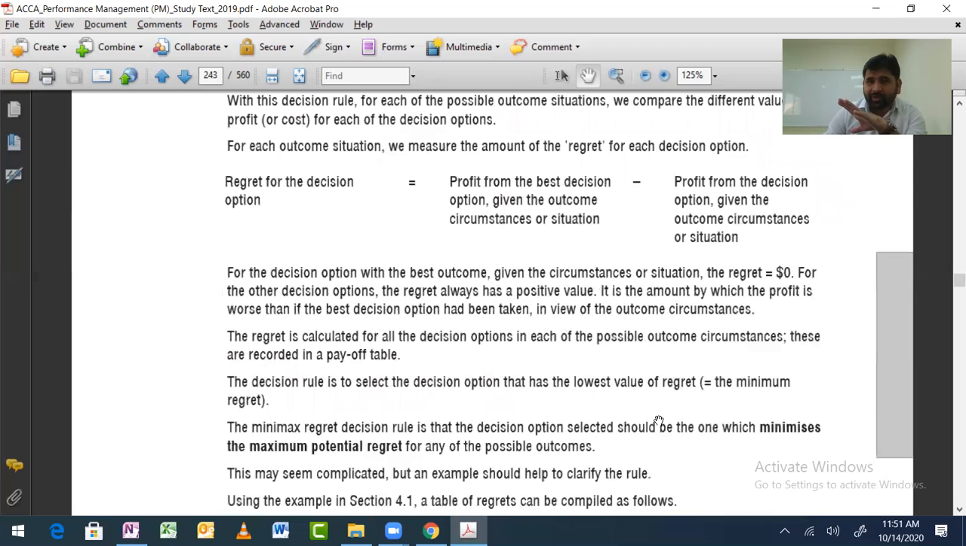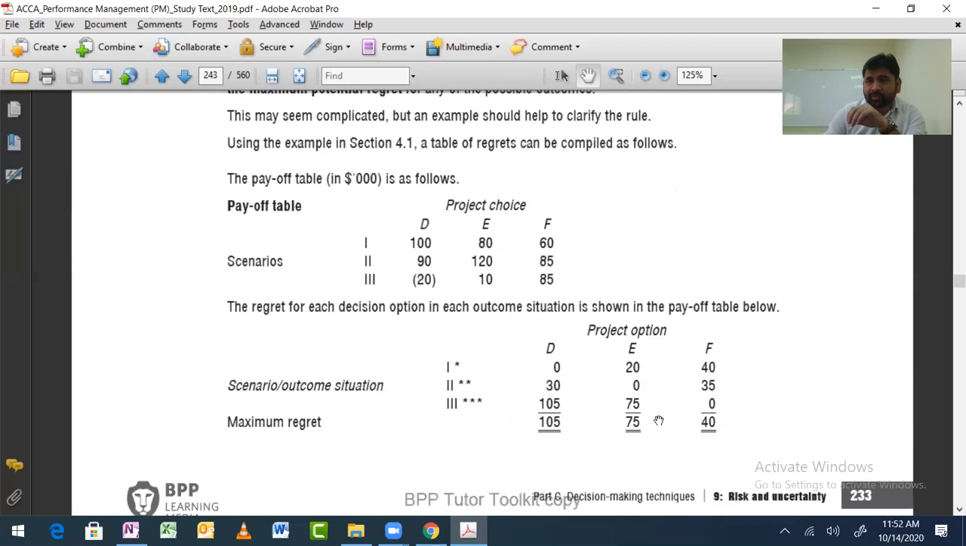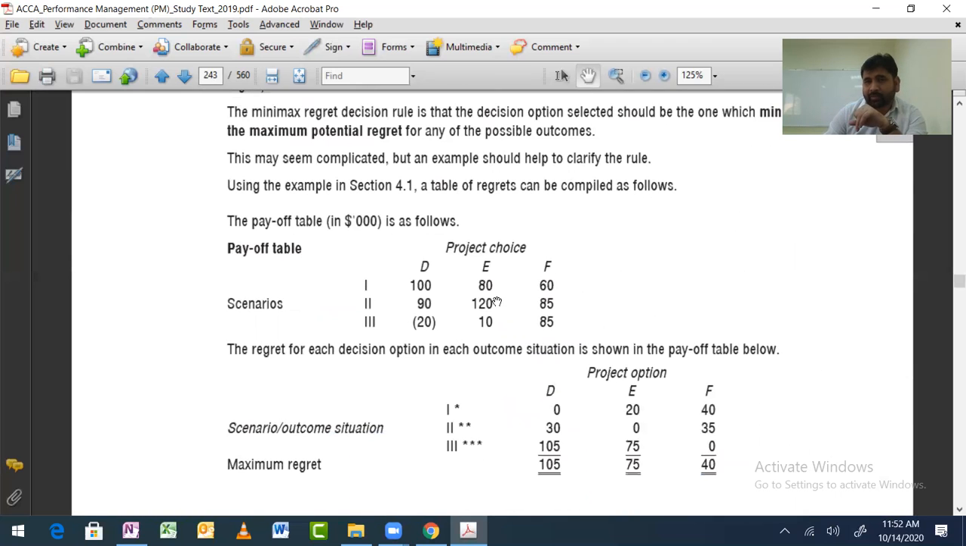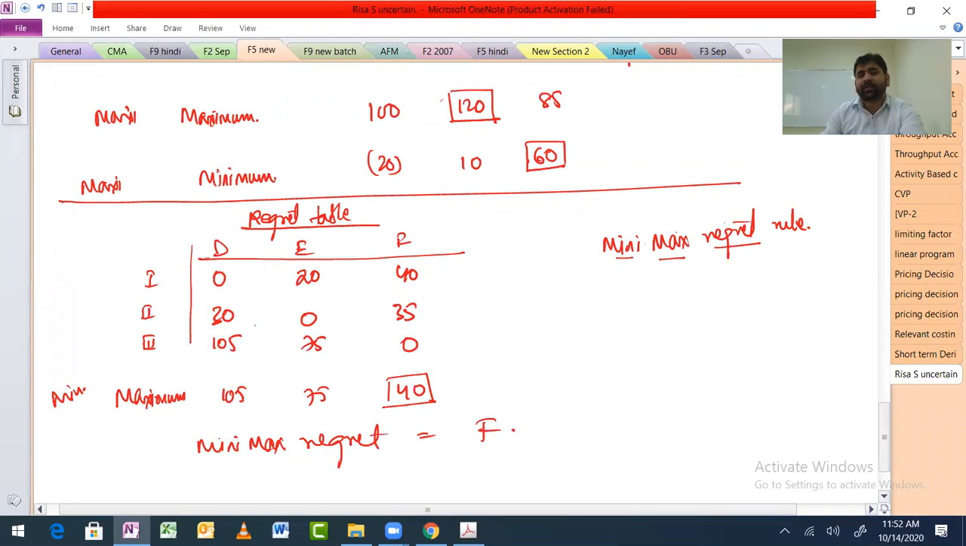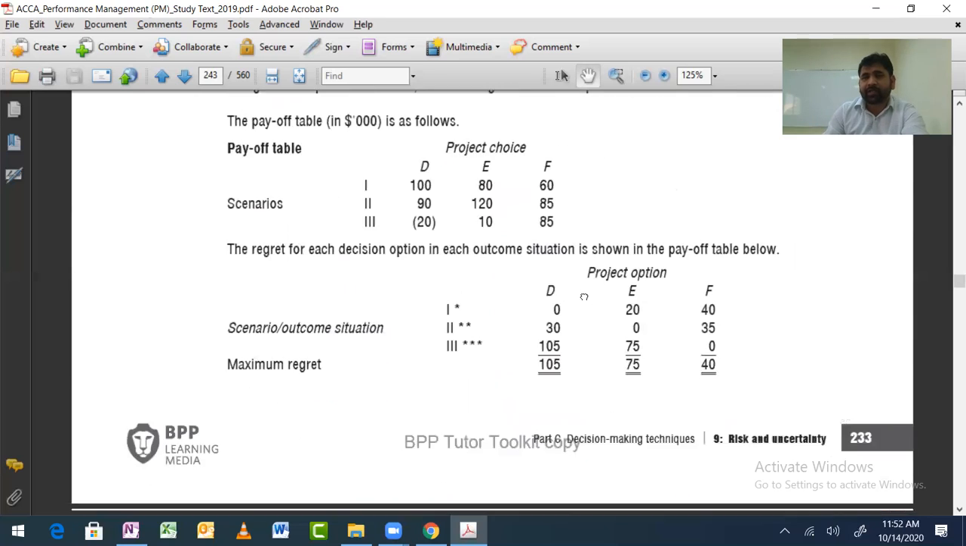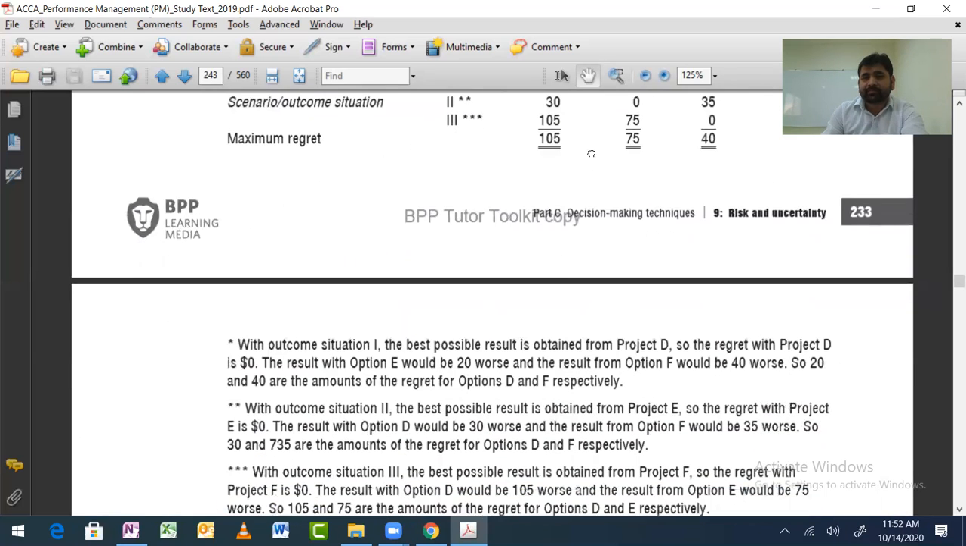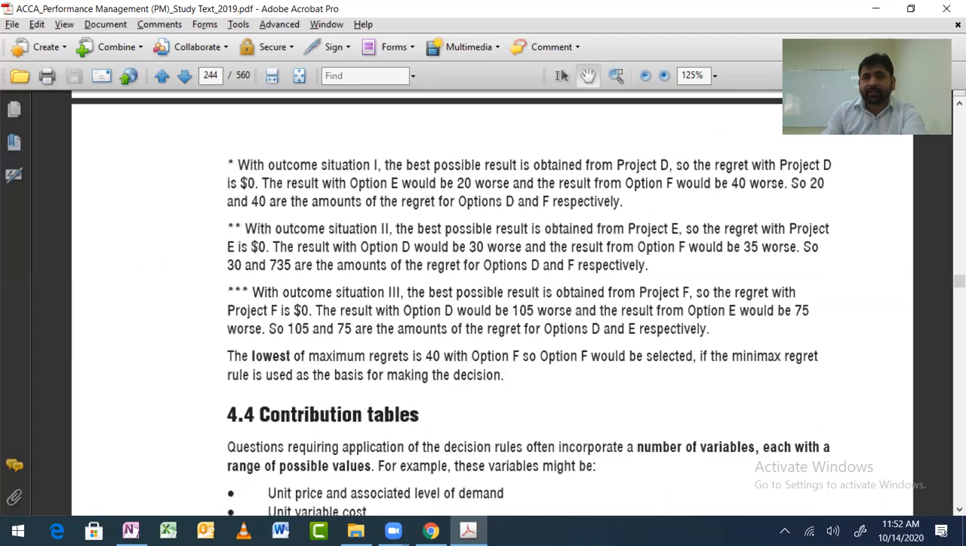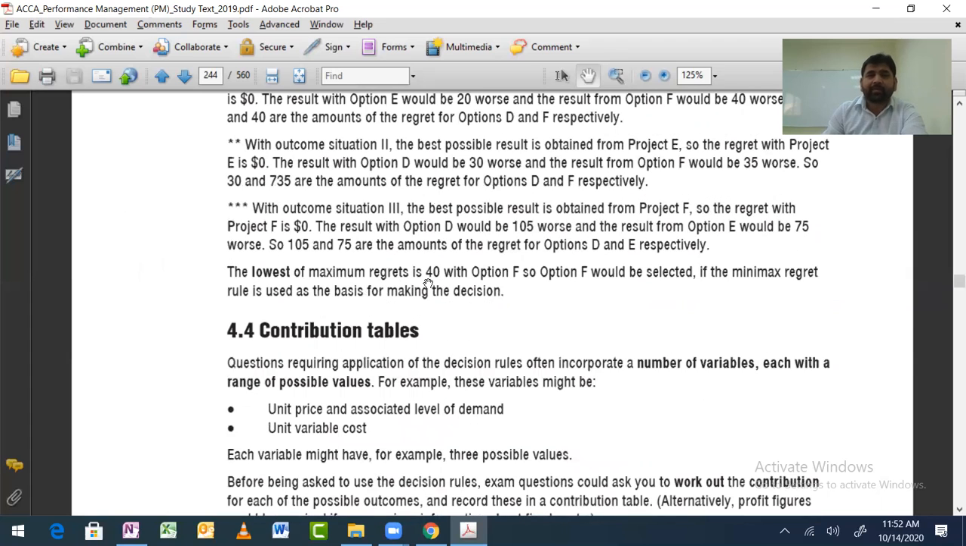Minimax regret rule. We have already done that, so I'm not getting too emotional about this. This was the project DEF and this was the regret. Remember 0, 20, 40, 0, 20, 40, 30, 0, 35. So first we calculated maximum regret and then we minimized that. So 40 was the answer. Finally, the lowest of the maximum regret is 40, of option F. So option F would be selected.